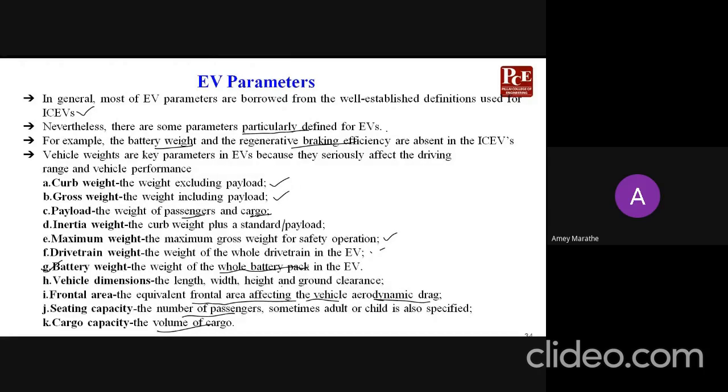So these are some basic parameters which we use almost the same as for IC engines, but with a small modification in terms of battery weight and regenerative efficiency. As I have already told you, regenerative braking efficiency is only 30 to 40%, not more than that. And battery weight, once we design a battery, then we will talk about it.